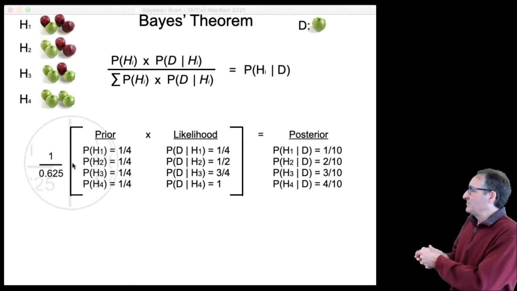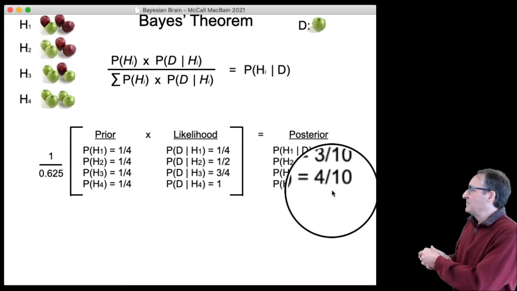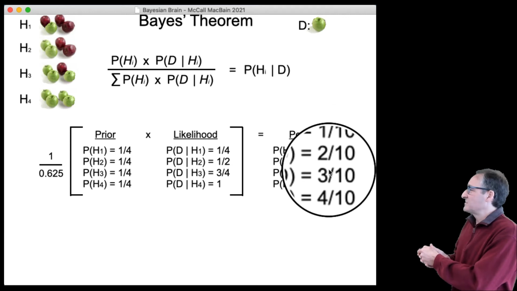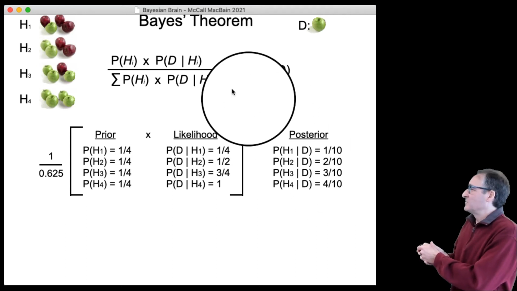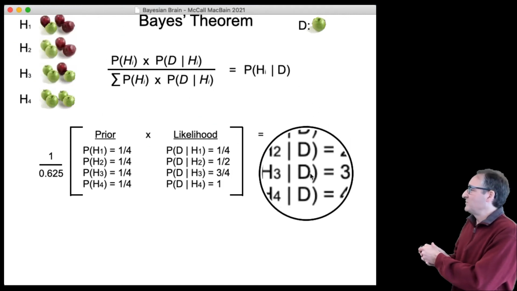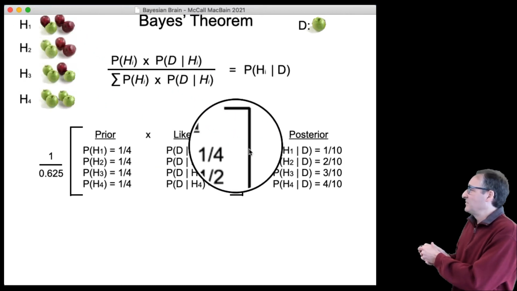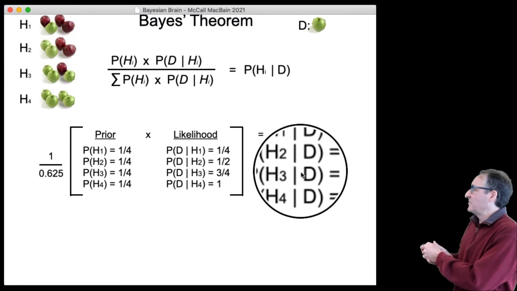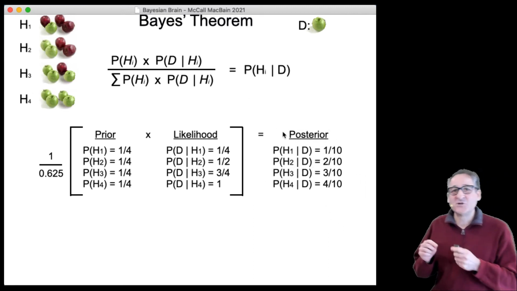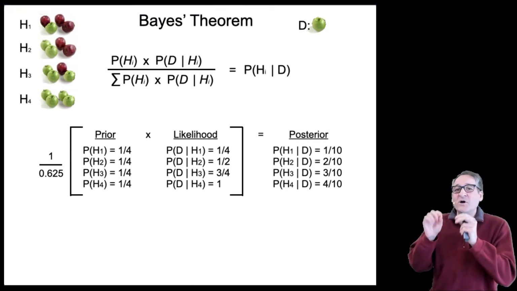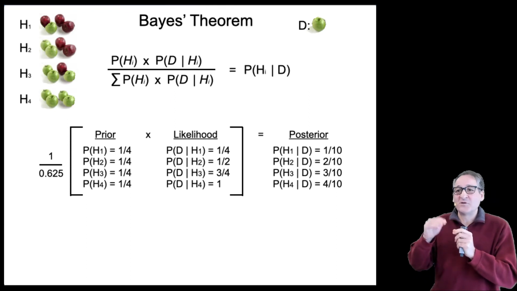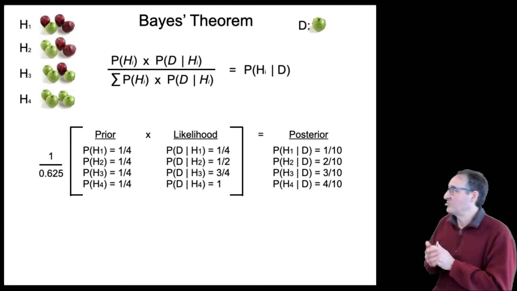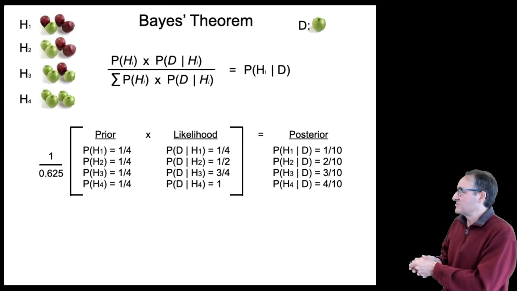These are the posteriors that you would get. Notice that these posteriors sum to 1. There's a 1/10 posterior for H1, 2/10 for H2, 3/10 for H3, and 4/10 for H4. 1 plus 2 plus 3 plus 4 equals 10. So these sum to 1, letting us know that, sure enough, one of those must be true. They sum to 100%, just like the priors sum to 100%.